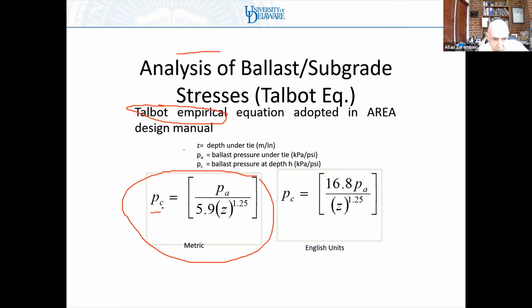So the stress at depth Z is P sub A divided by 5.9 times Z to the 1.25 in metric units, where Z is the depth in meters, the ballast pressure is in kilopascals, and P sub A, of course, is the pressure underneath the sleeper.